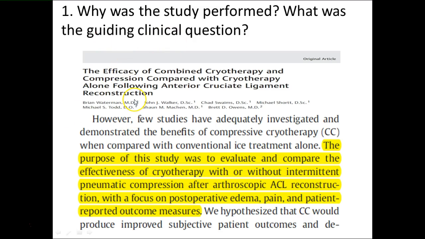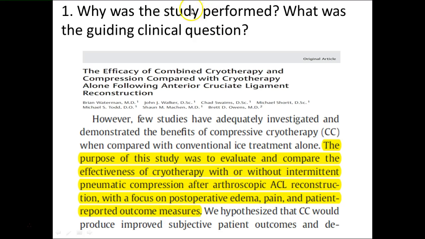And so if we look at one of the paragraphs in the introduction of this particular research article, what you'll find in the highlighted section is that the authors do a really good job of stating why the study was performed. The purpose of the study was to evaluate and compare the effectiveness of cryotherapy with or without intermittent pneumatic compression after arthroscopic anterior cruciate ligament reconstruction, with focus on post-operative edema, pain, and patient-reported outcomes, right?